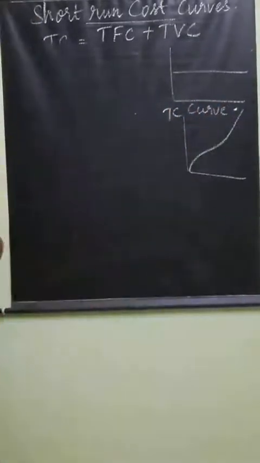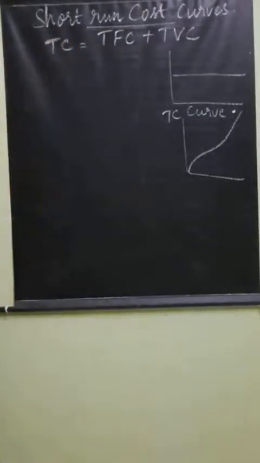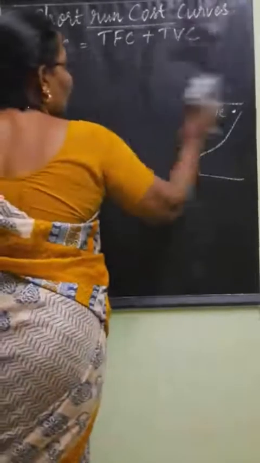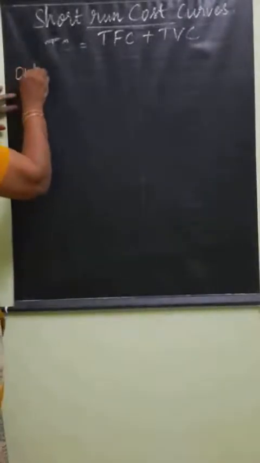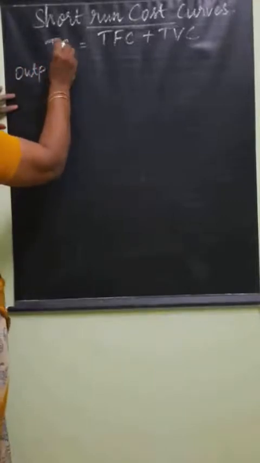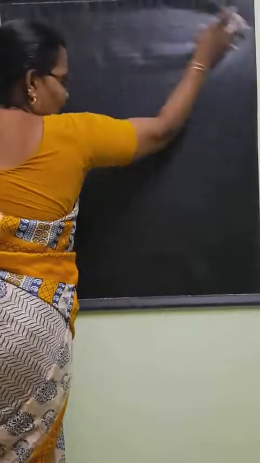Do you understand, girls? I will give you the tabular column. Then we will draw the diagram. Before that, let me give you the tabular column. First you have to write output. Let me write small only, then I can draw the diagram along with this. So let me write small.